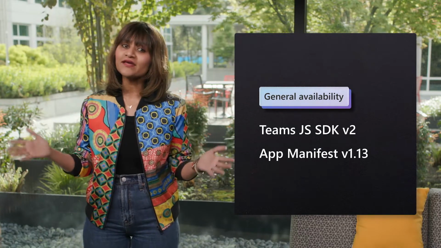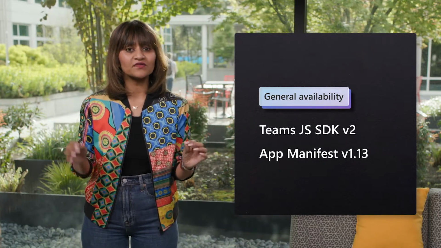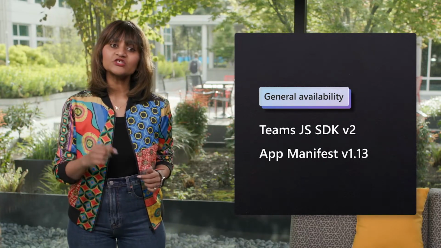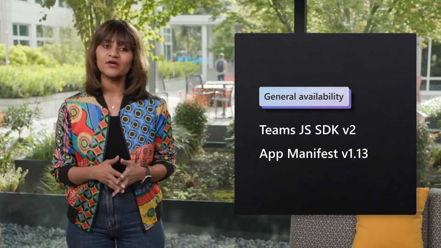Today, we are really excited to announce that both the SDK and manifest we shared in preview are now generally available. As a developer, what that means is that when you update your SDK reference to Teams JS v2 and your manifest to v1.13, you'll be able to extend your existing Teams apps to Outlook and Office.com on web and Windows, with mobile to follow later this calendar year.